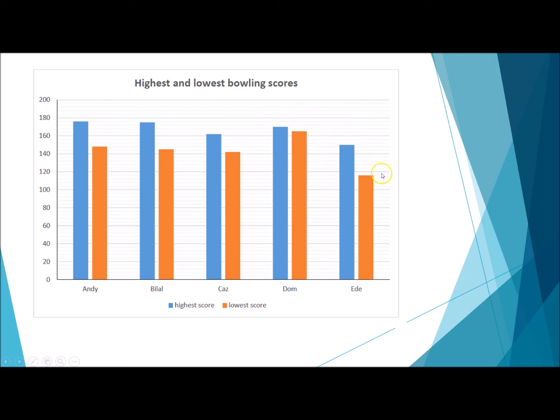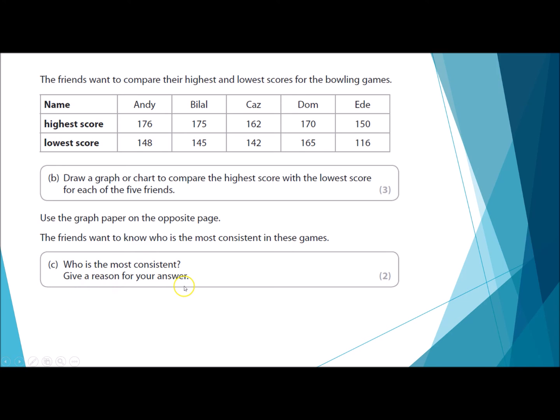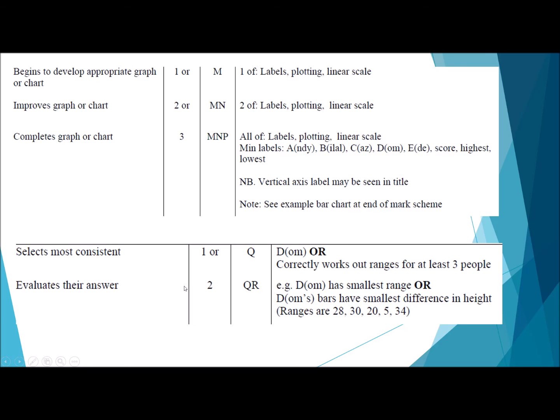And Edie's got a massive range there. So although we'd do the numbers to check by working this out and subtracting it from this number, it looks to me that Edie is the least consistent, but I would always check those numbers. So you could say Dom, or if you've actually stated the ranges, you'd still get a mark for actually working out the 3 ranges. It says give a reason, so you can't just say Dom.